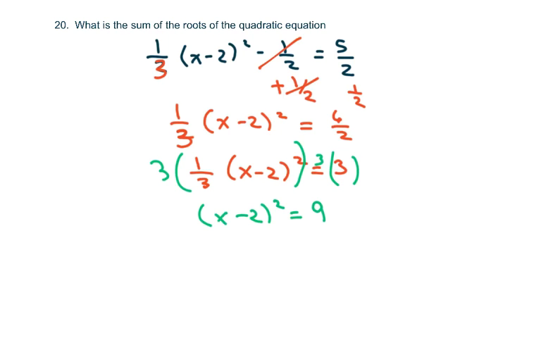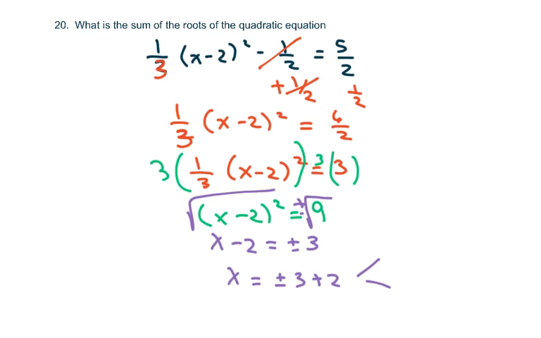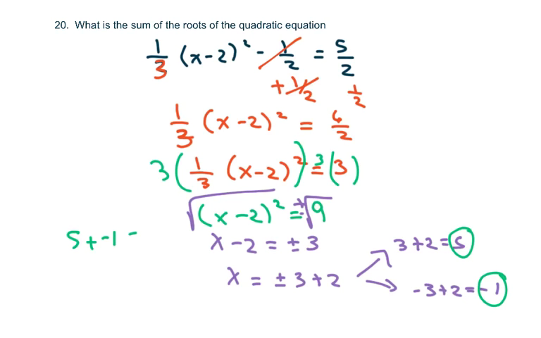And then both sides are now perfect squares, so just take the square roots of both sides. You're going to get x minus 2, don't forget your plus and minus, equals plus or minus 3. So we have x equals plus or minus 3 plus 2. I'm going to break that up: 3 plus 2, which equals 5, and negative 3 plus 2, which equals negative 1. The question asks for the sum, so we're just going to add these up. 5 plus a negative 1 equals 4.